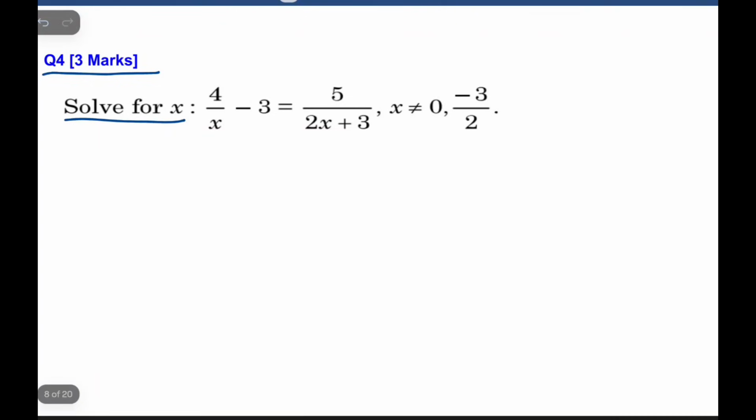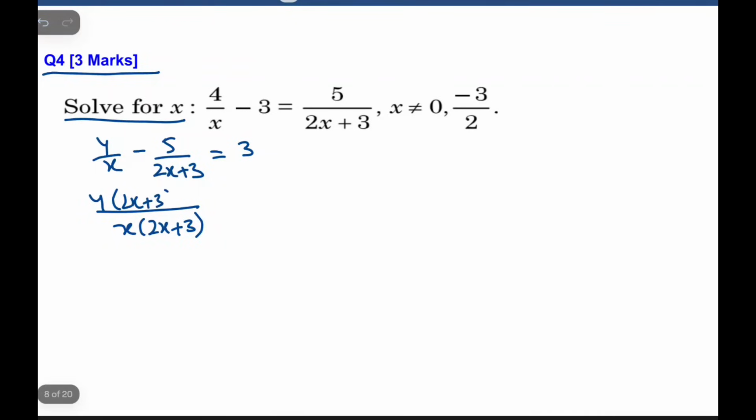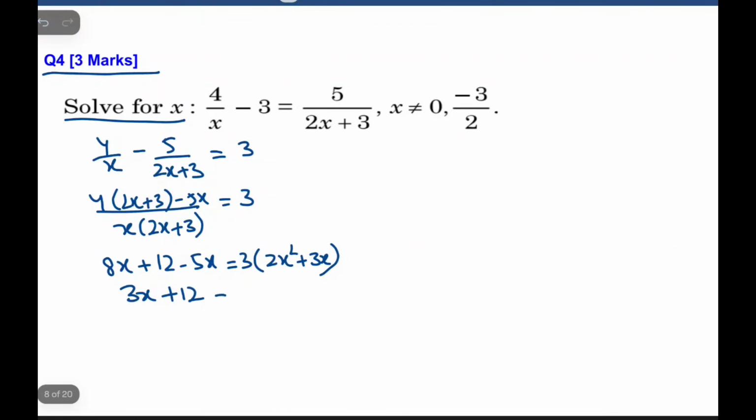4. Solve for x. Now this can be written as 4 upon x minus 5 upon 2x plus 3 is equal to 3. Now if we take LCM, x times 2x plus 3, it will be 4 times 2x plus 3 minus 5x is equal to 3. Further it can be written as 8x plus 12 minus 5x is equal to 3 times 2x square plus 3x. Now this becomes 3x plus 12 is equal to 6x square plus 9x. That implies 6x square plus 6x minus 12 is equal to 0.